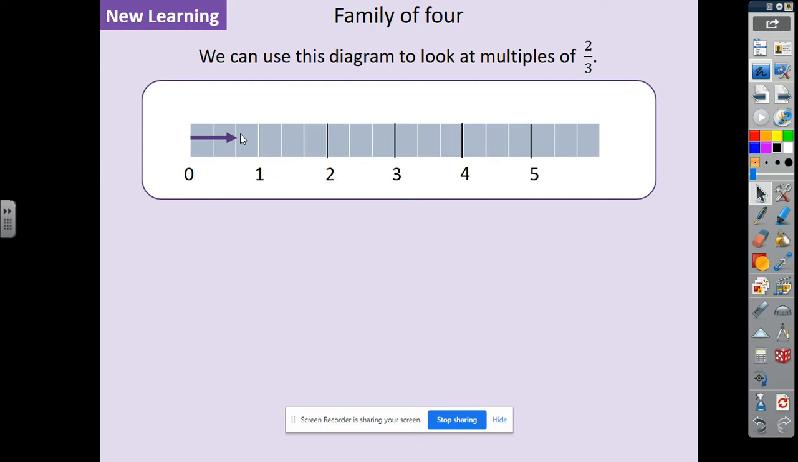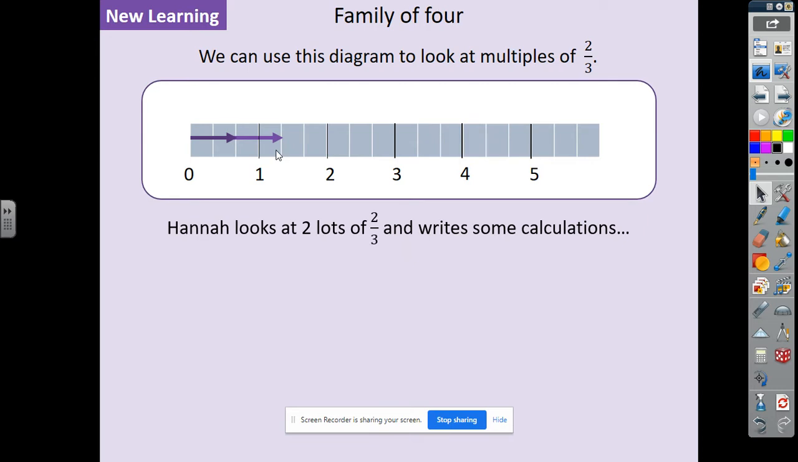So now I want to have a look at the multiples of 2/3. So we have one lot of 2/3 already marked on the board, which took us to this point here. If I now want to look at 2 lots of 2/3, that would take me to there, which you should be able to see is 1, 2, 3, 4/3. So we're going to have a look at some calculations and how you might turn this around using our fact families.